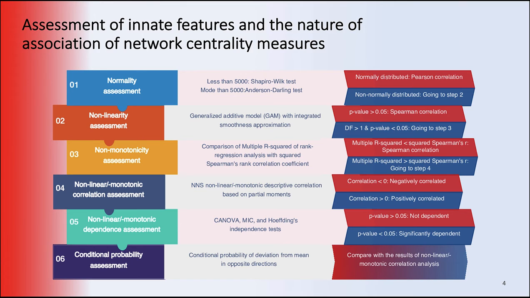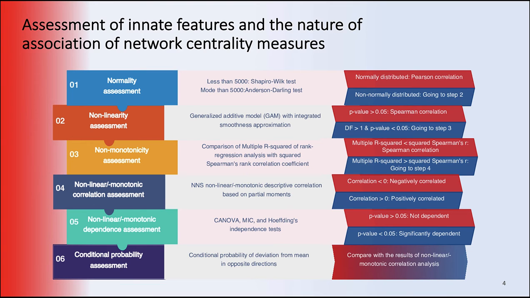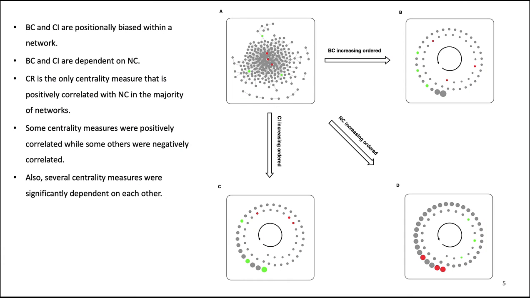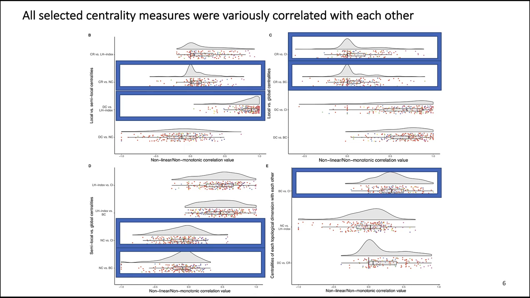And we actually tested the association between each pair of these centrality measures across 200 real-world and simulated networks. The analysis demonstrated that while some centrality measures are positively correlated with each other, several ones have negative correlations. Also, several centrality measures were significantly dependent on each other. This slide illustrates the pairwise association of the studied centrality measures across 200 networks. Amongst all, we focused on these 7 pairs of correlations.